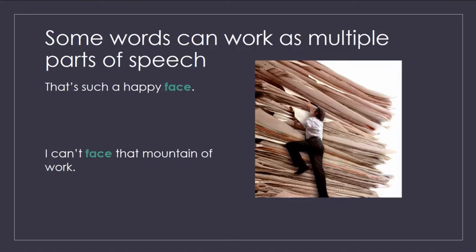Some words can work as multiple parts of speech because English is kind of an insane language. That's such a happy face. I can't face that mountain of work. In the first sentence, face is a noun, but in the second sentence, face is a verb. And what's even more difficult about language is the fact that in the second sentence, the mountain isn't literal, and the statement in the first sentence could be sarcastic. Maybe their face isn't happy at all.